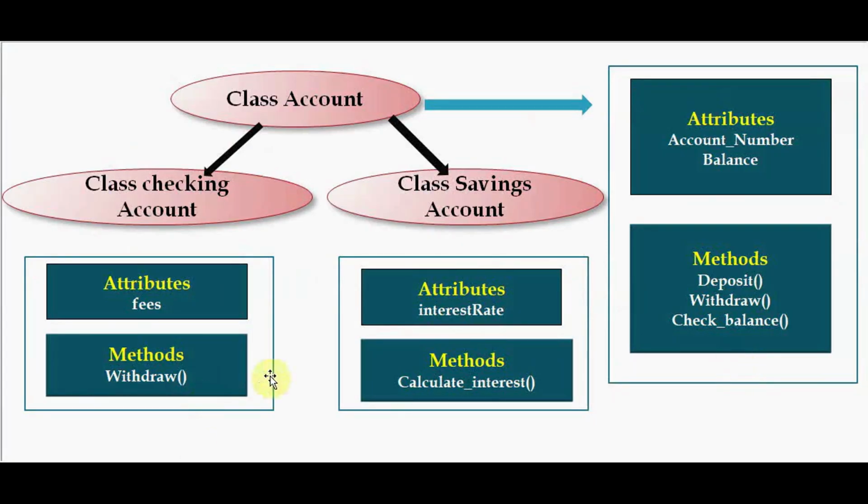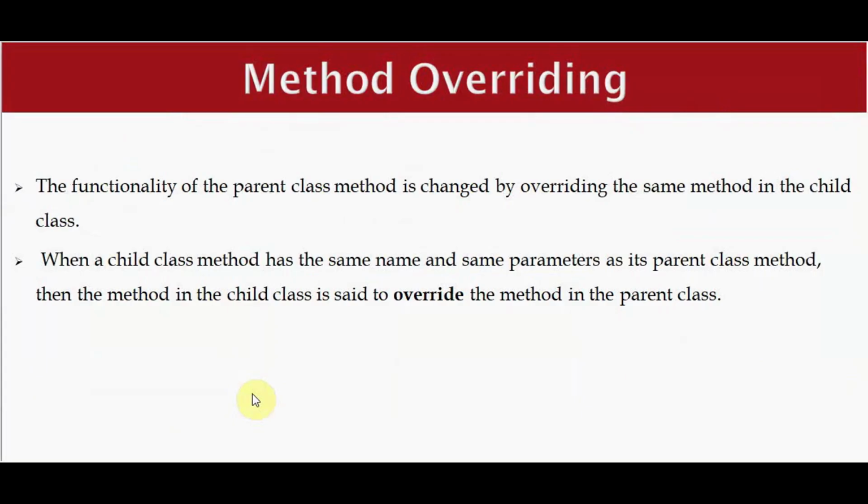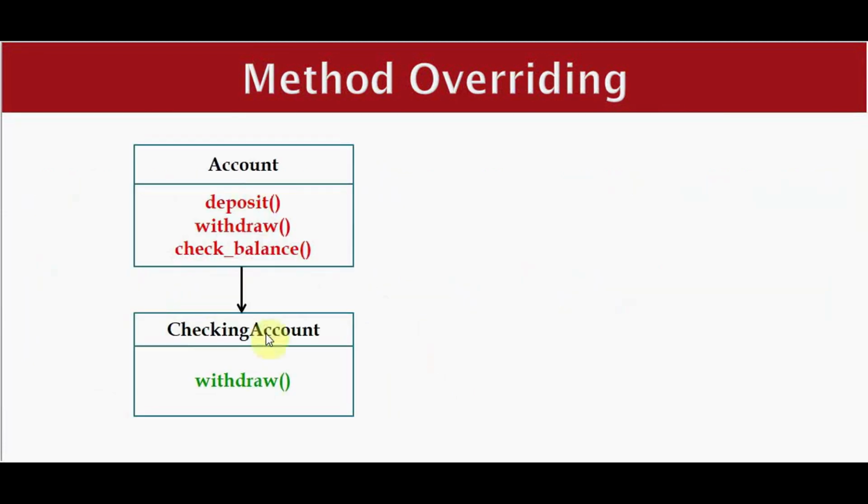So here we are going to see the concept called method overriding. This is similar to constructor overriding. Instead of the constructor, we are overriding the method. So the functionality of the parent class method is changed by overriding the same method in the child class. When the method has the same name and same parameters as its parent class method, only then the method in the child class is said to override the method in the parent class. So in our example, we are creating the checking account. We are going to override this withdraw method.